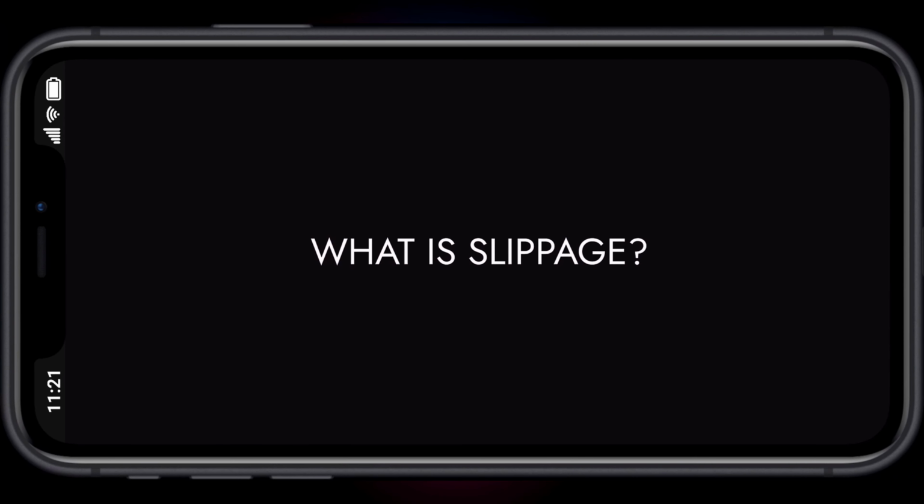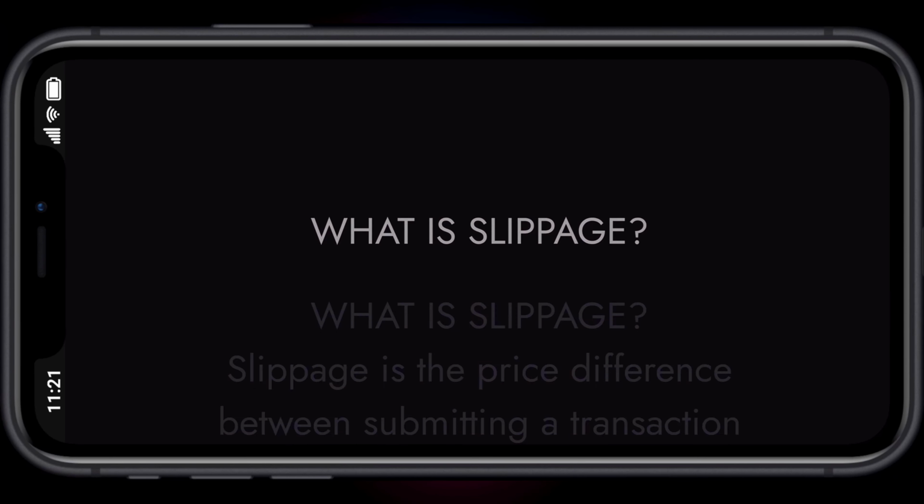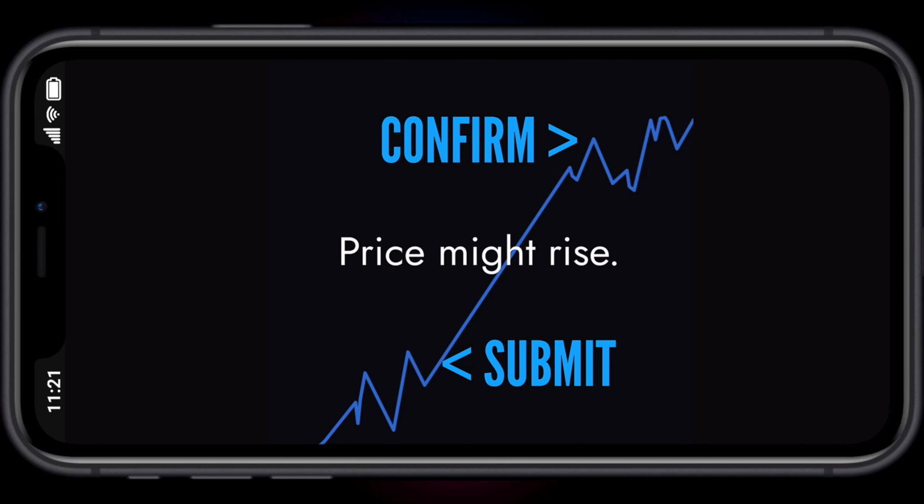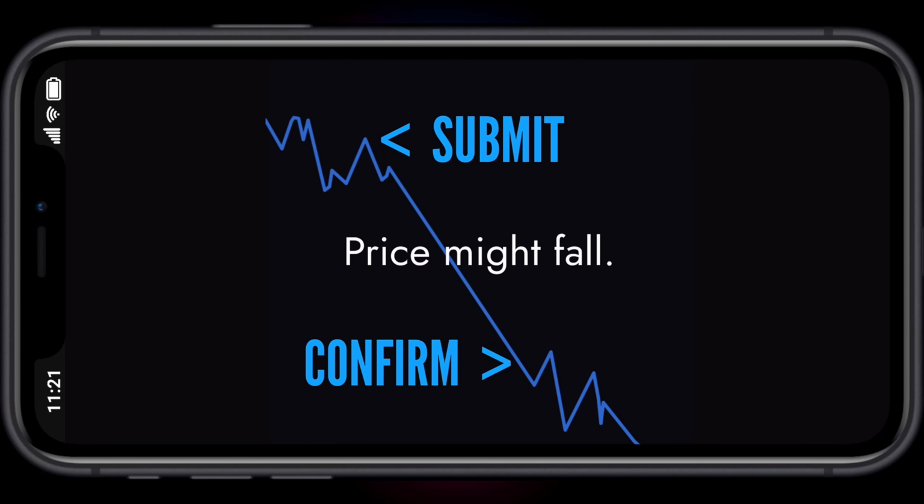What is slippage? Slippage is the price difference between submitting a transaction and transaction confirmation. Price might rise. Price might fall.